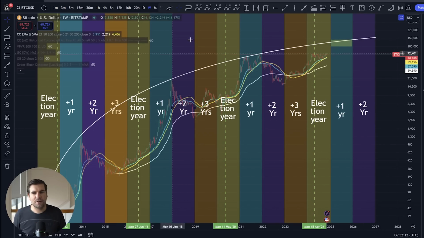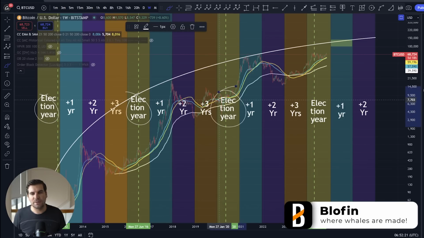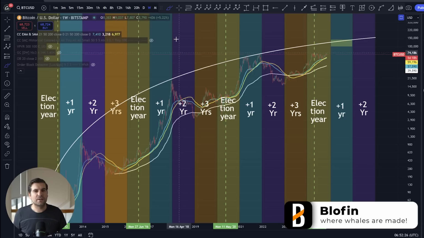Okay, so we have 4 election years on our data, 3 that have completed and 1 that we're currently in. 2012, 2016, and 2020 are the 3 Bitcoin election years. Okay, so what's going on?